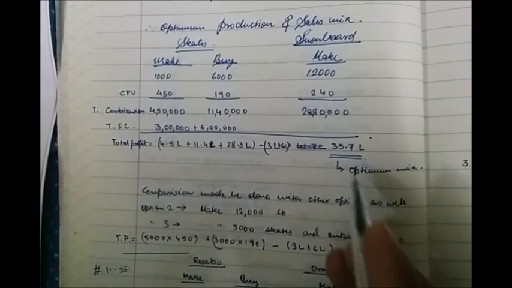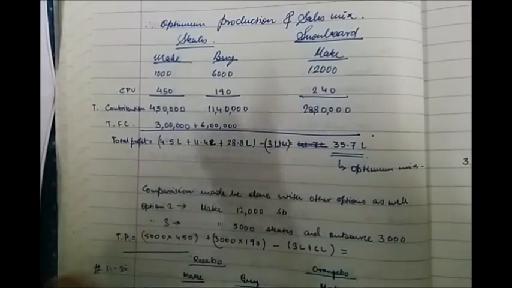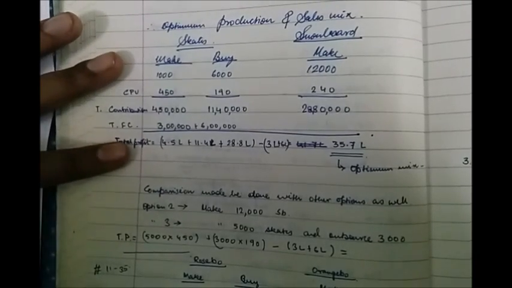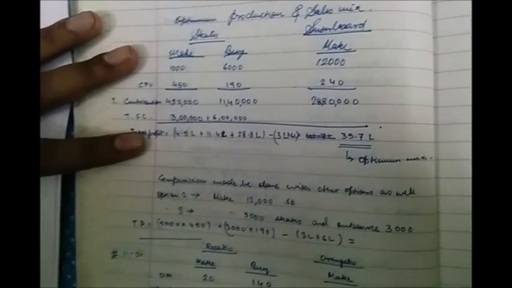So it is automatically less than the optimum mix. Hence it is proved that this is the optimum mix and this is the decision that needs to be taken for this problem. Okay. Thank you very much.